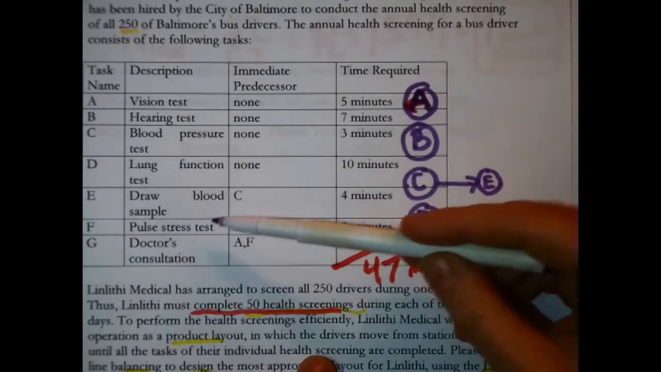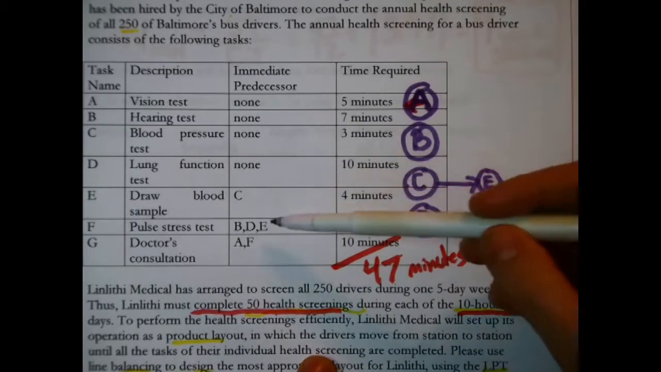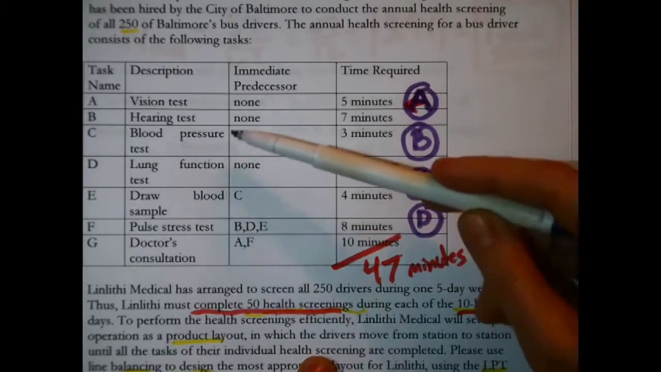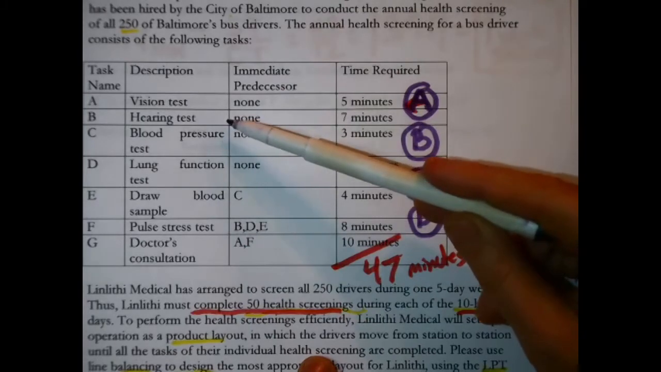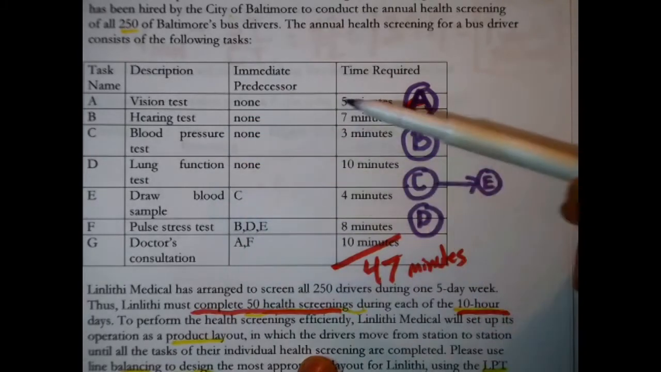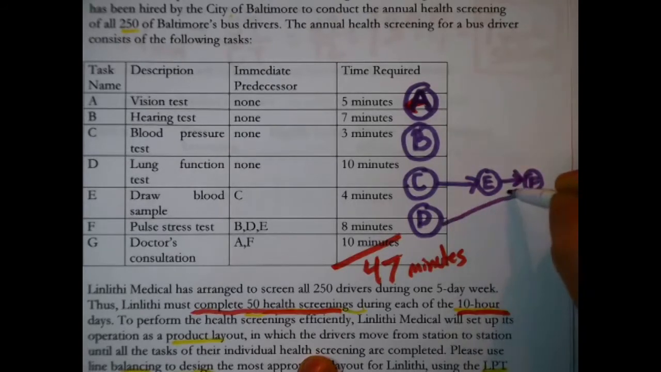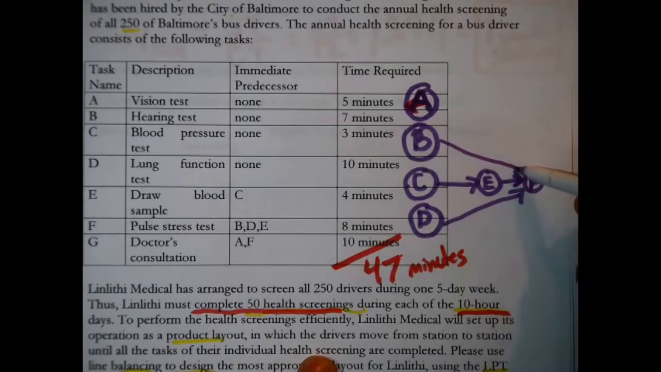Okay, the pulse stress test has 3 immediate predecessors, B, D, and E. You can't do the pulse stress test until you have done the hearing test and you have done the lung function test and you've drawn the blood sample. So, B, D, and E, why don't I put F here? This is the pulse stress test, F. You have to finish E, you have to finish D, and you have to finish B. When those 3 things are finished, then you can do that. Then there's only one other one.